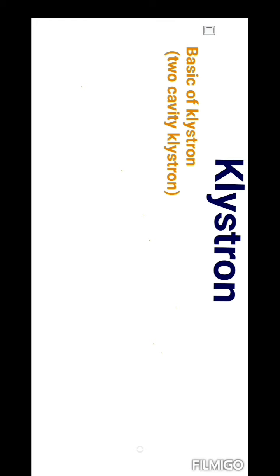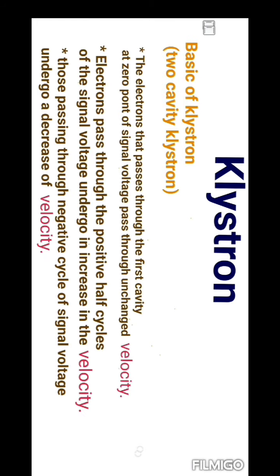Now we are going to learn the basics of klystron, two cavity klystron. The electron that passes through the first cavity at zero point of signal voltage passes through with unchanged velocity. Electrons passing through the positive half cycle of the signal voltage undergo an increase in velocity. Those passing through the negative cycle of signal voltage undergo a decrease of velocity.